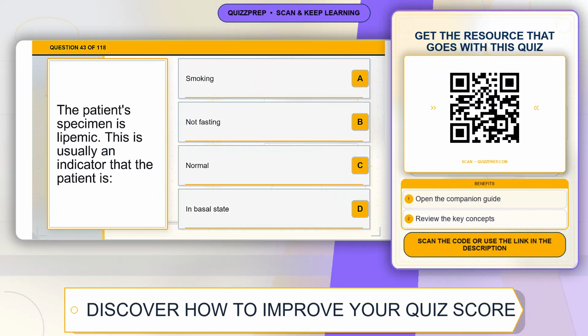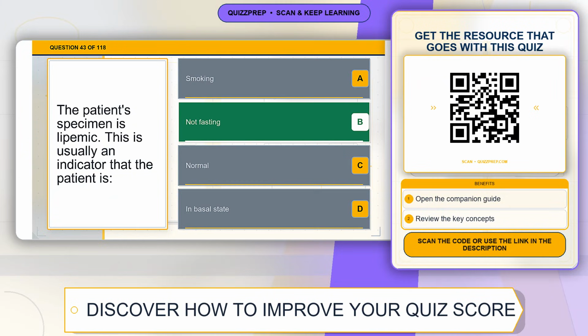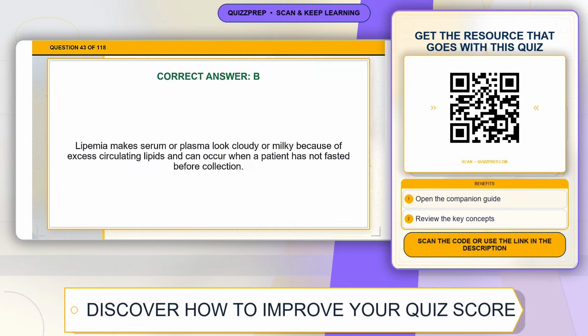Question 43. The patient's specimen is lipemic. This is usually an indicator that the patient is: Option A, smoking. Option B, not fasting. Option C, normal. Option D, in basal state. The correct answer is option B, not fasting. Explanation. Lipemia makes serum or plasma look cloudy or milky because of excess circulating lipids and can occur when a patient has not fasted before collection.